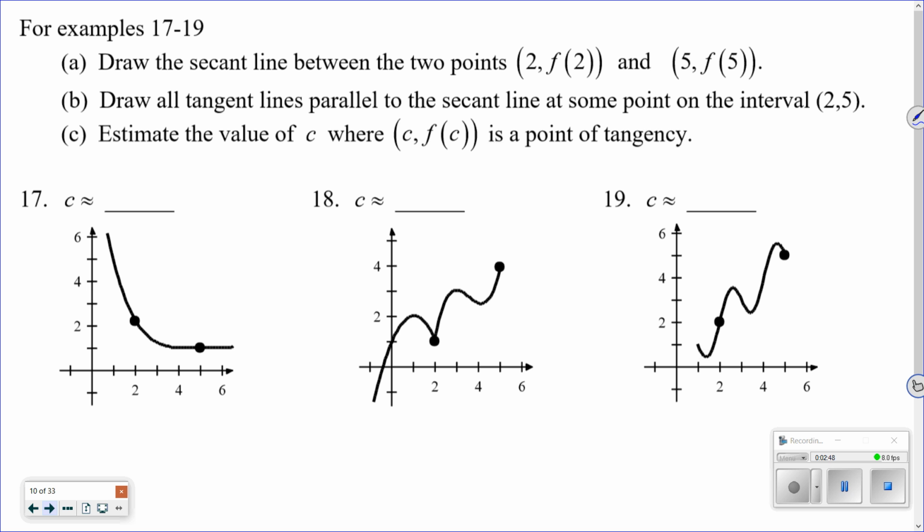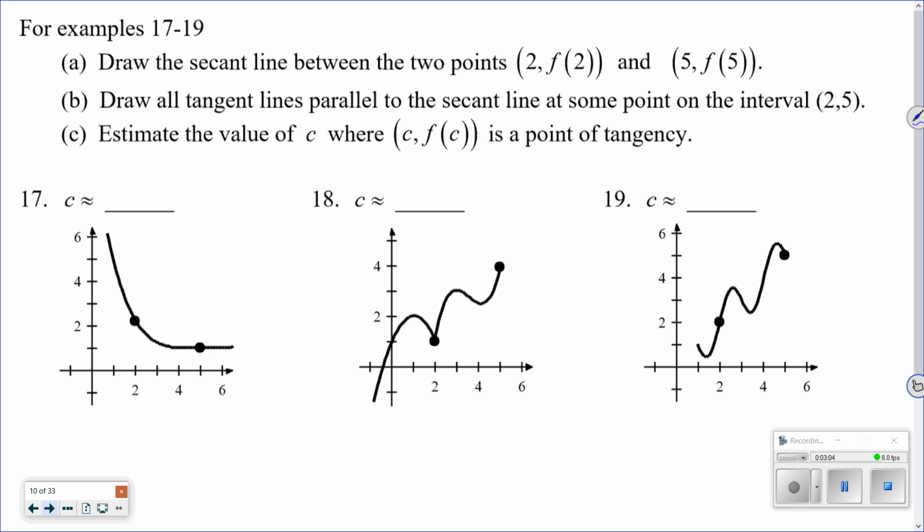Okay, now this next part, we're going to do a similar thing. It says draw the secant line between the points 2, F of 2 and 5, F of 5. Draw all the tangent lines parallel to it and estimate the value of C if C, F of C is a point of tangency. So let's do this first one together.